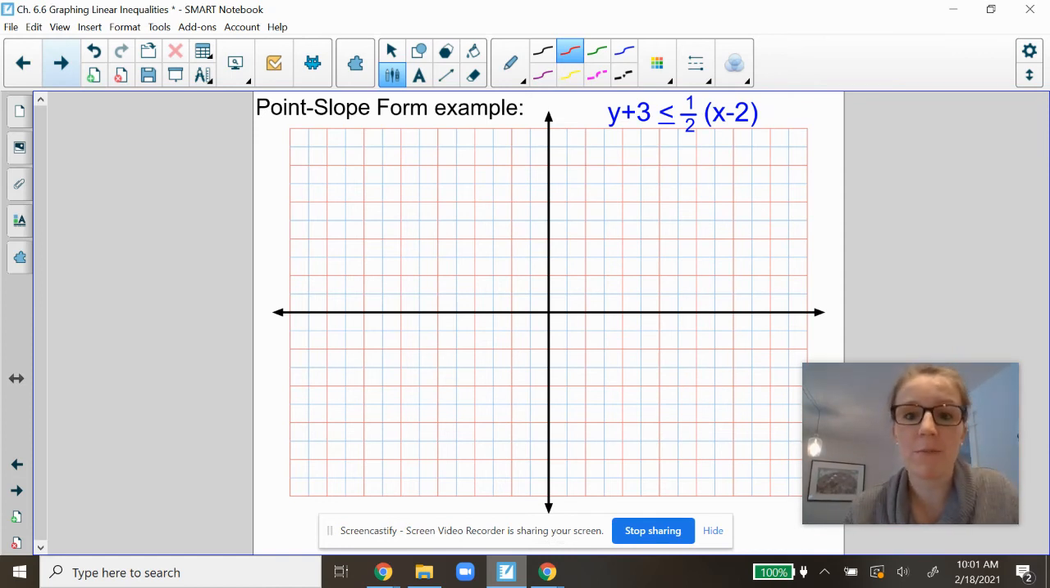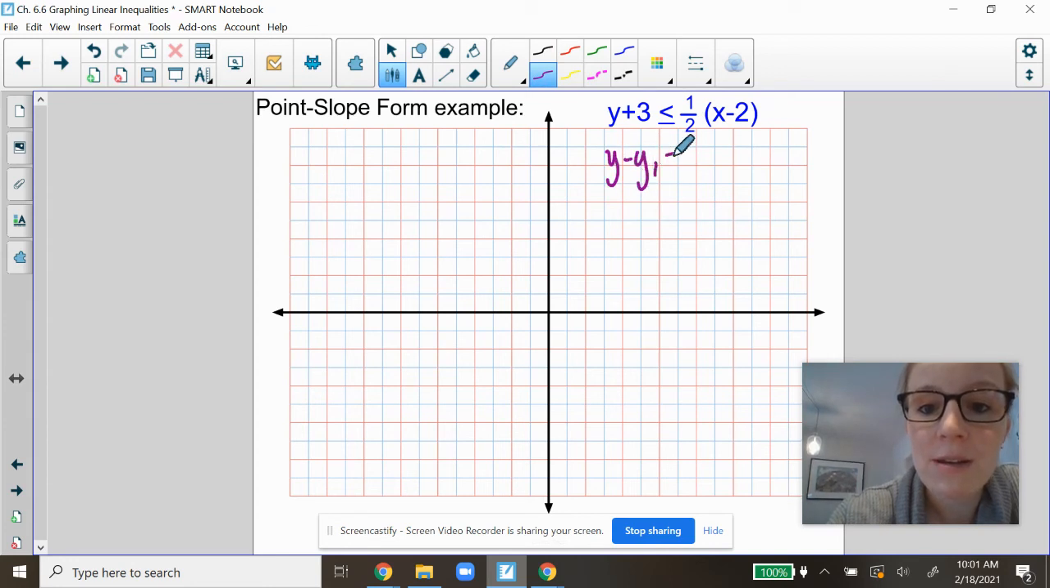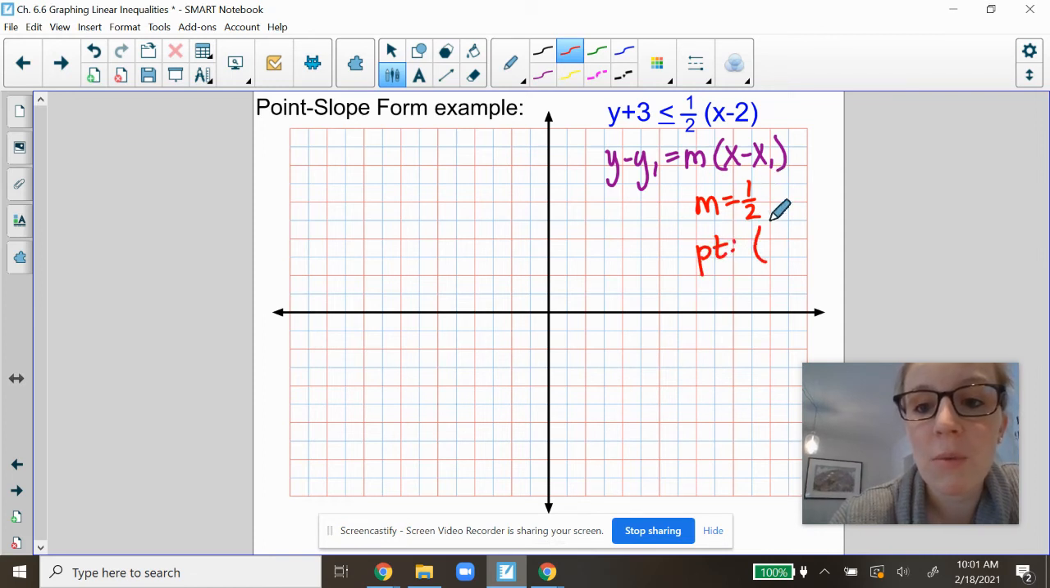You should remember how to graph point slope form, right? Remember, we have y minus y1 equals m times x minus x1. So let's first think about my slope. We can see it is going to be 1/2. And then we want to think about the point. The point here is going to be 2 comma negative 3.